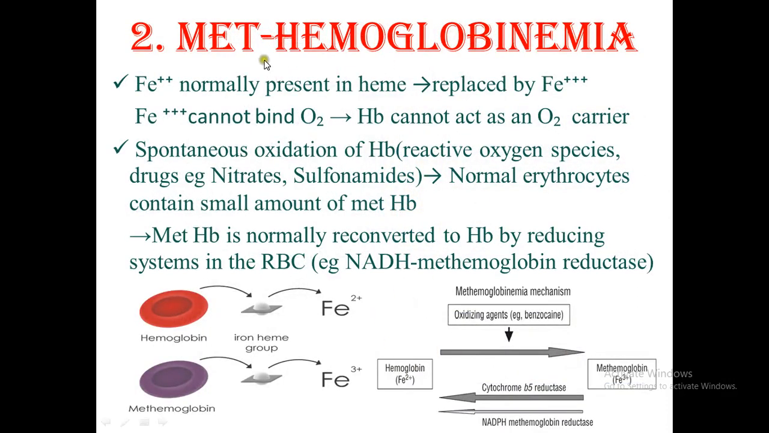Then we have the next disease called methemoglobinemia. In the normal hemoglobin, in the core of the heme, iron is present in the ferrous state normally, but in methemoglobinemia, ferrous iron is replaced by ferric iron. Now the problem which arises here is that ferrous iron is the one which binds with oxygen. Ferric iron cannot bind with oxygen. So the hemoglobin carrying ferric iron cannot act as an oxygen carrier.